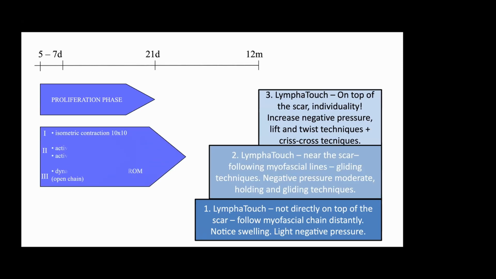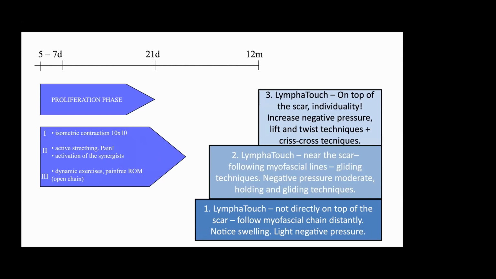And then when we are going to the proliferation phase, with active movement, we can do isometric contraction, we can use active stretching, and then do dynamic exercises and pain-free range of motion. Those would be the things we could recommend movement-wise.